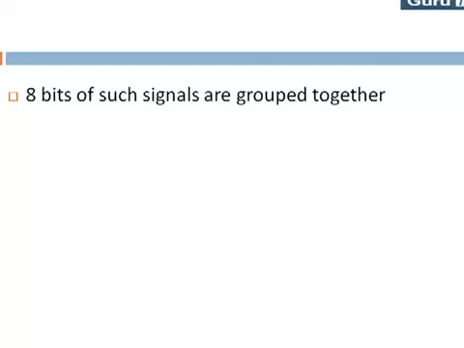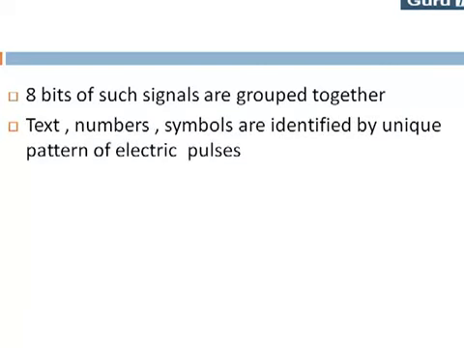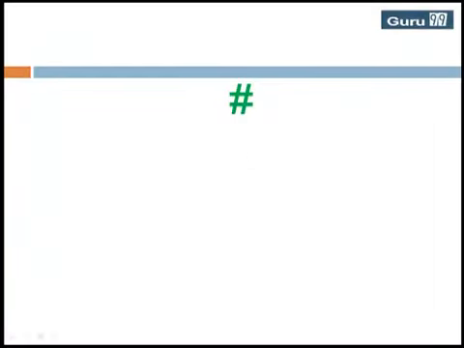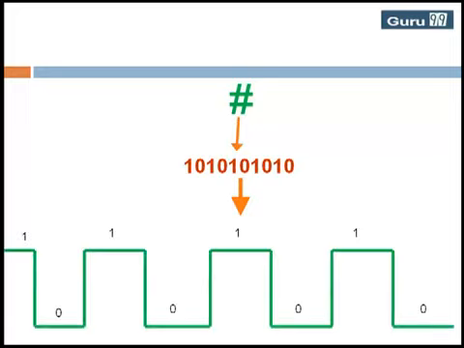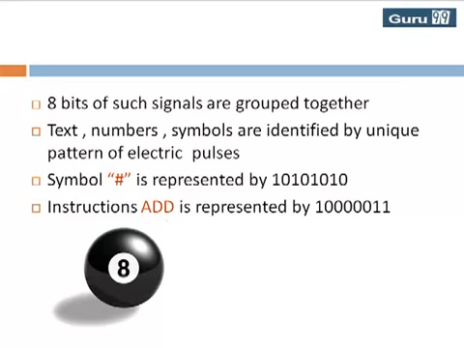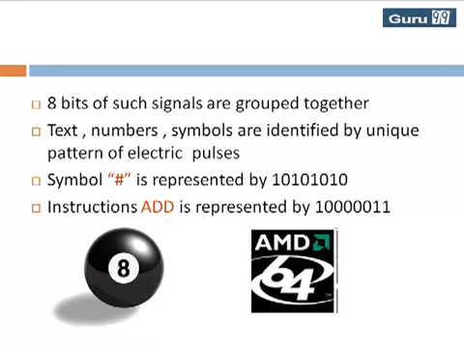8 bits of such signals are grouped together, and text, numerical, symbols are identified by unique patterns of these 8 electric pulses. For example, symbol hash is represented by pattern 10101010. Instruction to add two numbers is represented by pattern 10000011. This is 8-bit computing. Current-day processors are capable of understanding and decoding 64 bits at a time.